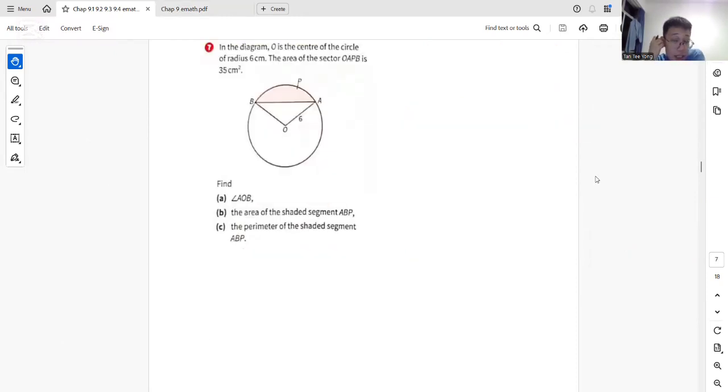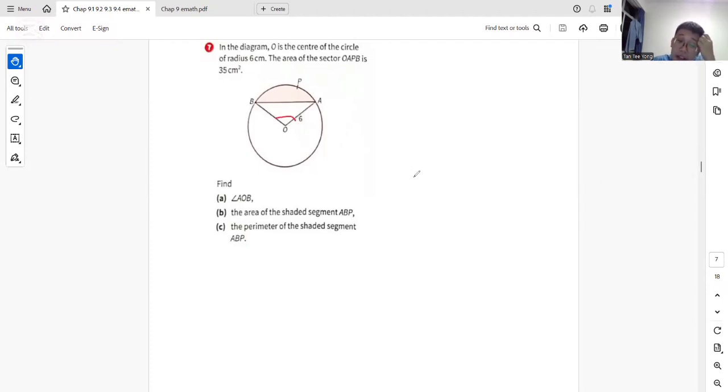Let's take a look at question 7 together. In the diagram, O is the center of the circle of radius 6 cm. The area of the sector OAPB, this whole thing, is 35 cm squared. That's the area. Find angle AOB. So they want this angle over here.